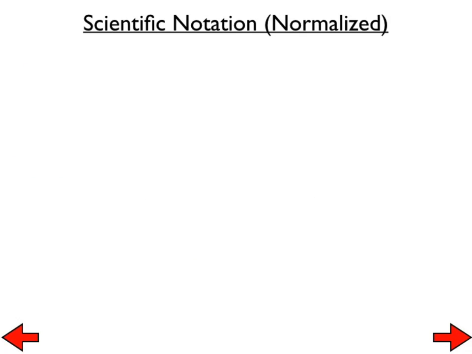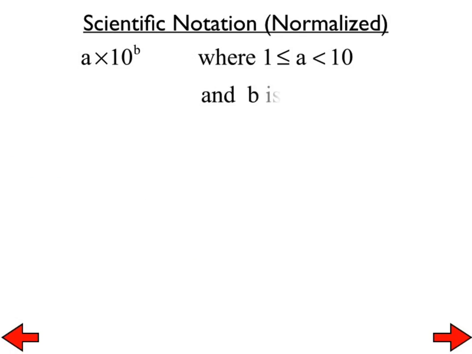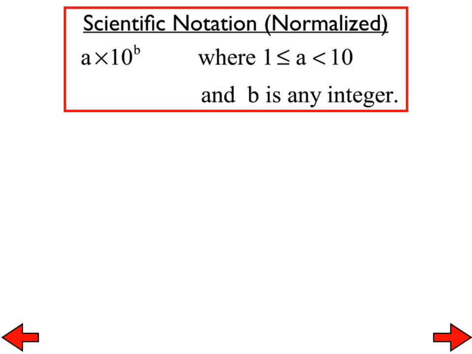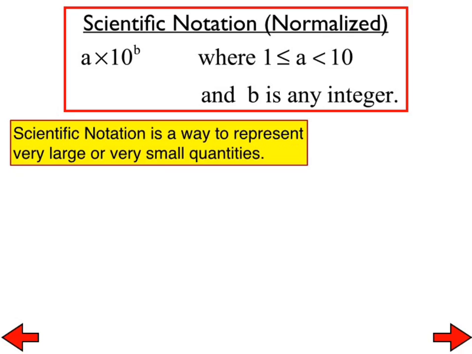So, a little background knowledge. A number is typically in scientific notation, and that's sometimes referred to as normalized scientific notation, if we have some number between 1 and 10 times some power of 10, where the power of 10 is an integer, and that's basically what that definition means.